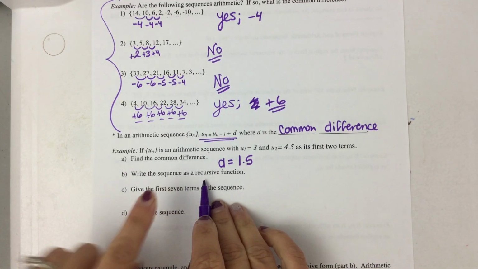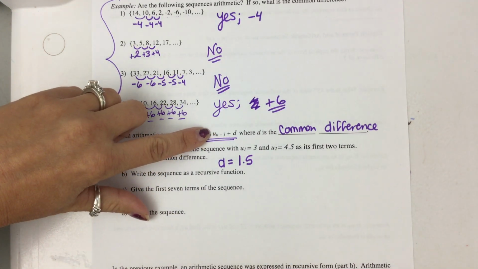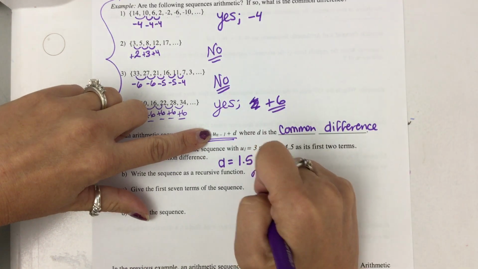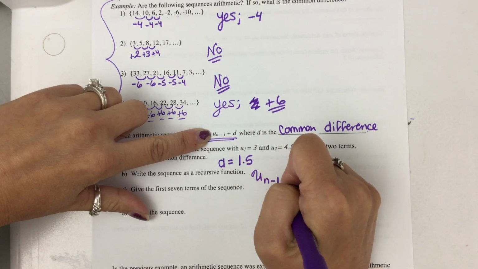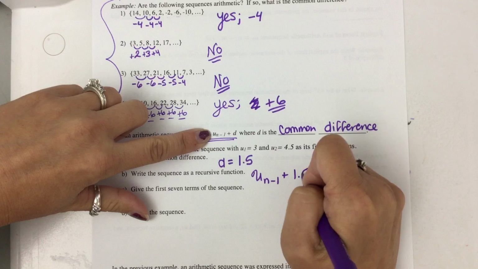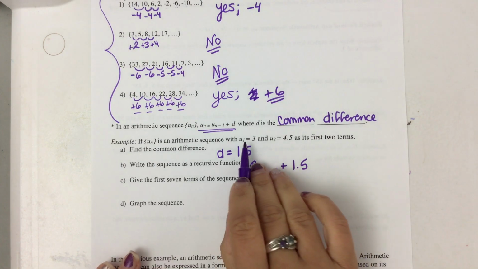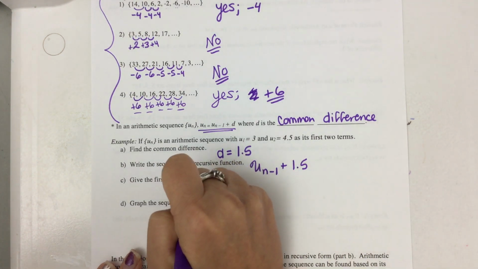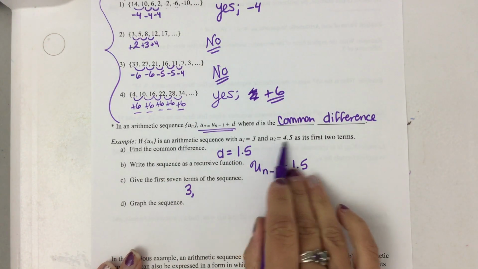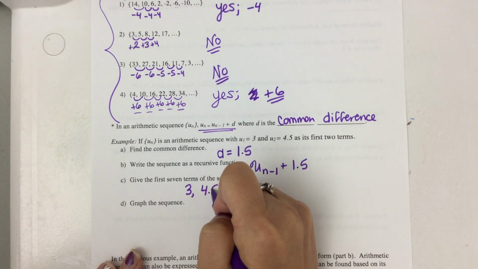Write the sequence as a recursive function. So here's the formula: take the previous term and add the common difference, 1.5. There's a formula. Give the first 7 terms. Well, here, u sub 1, the first term, is 3. U sub 2, the second term, is 4.5.